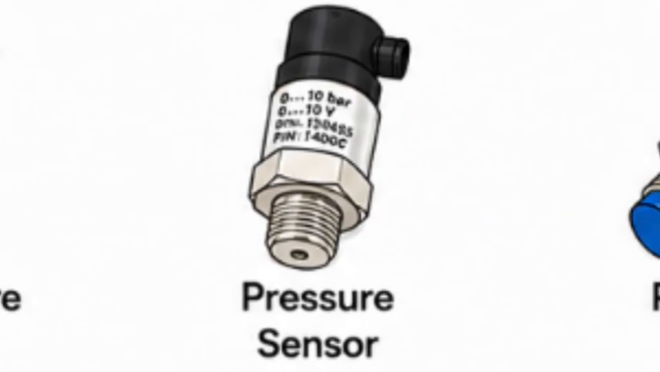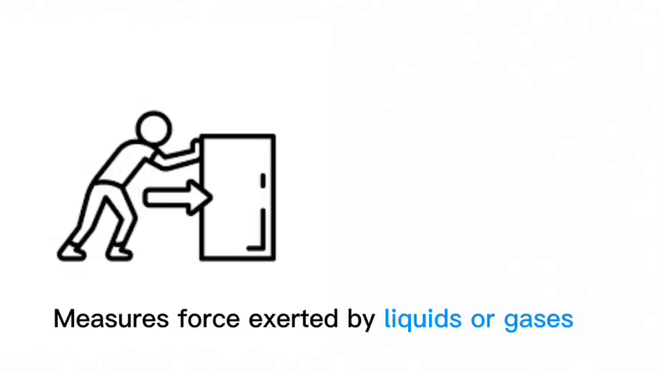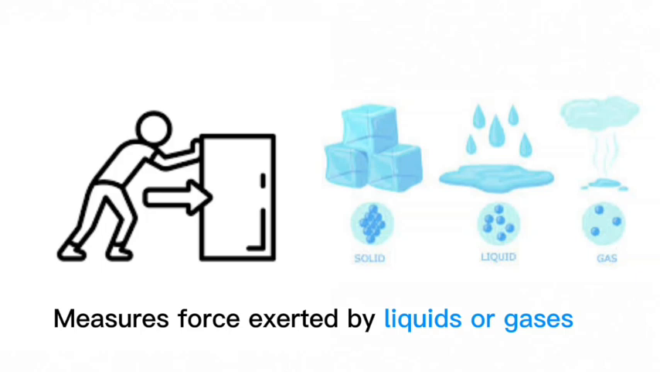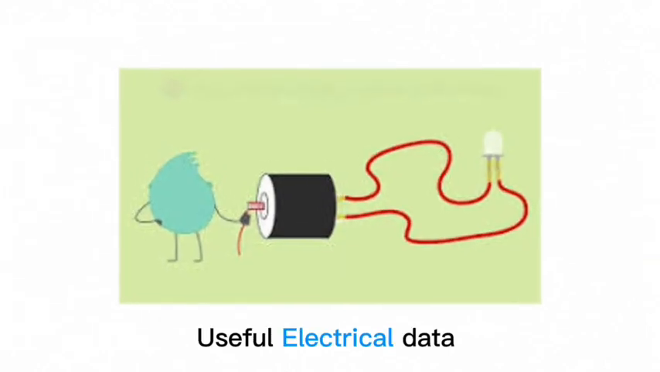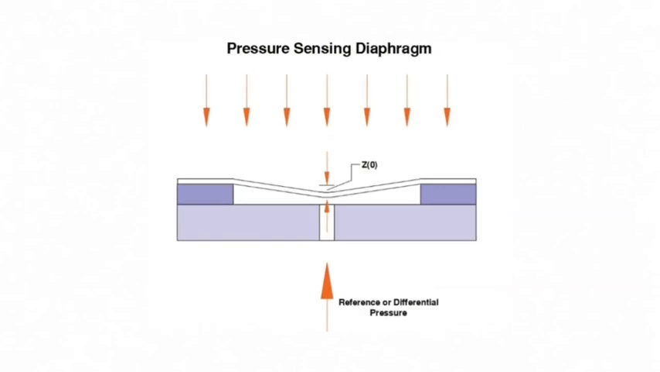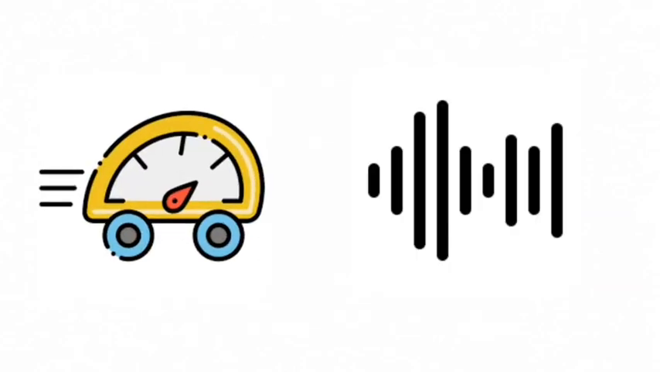Pressure sensor. Pressure sensors measure the force exerted by liquids or gases and convert that force into useful electrical data. Most pressure sensors use a flexible diaphragm that bends slightly when pressure changes. This movement is then translated into an electronic signal.